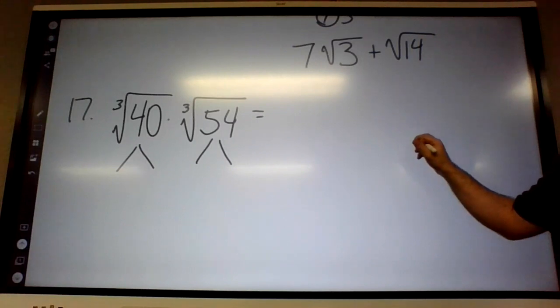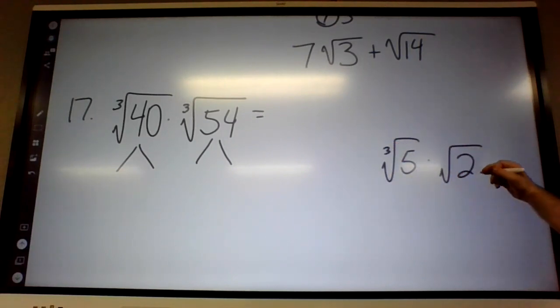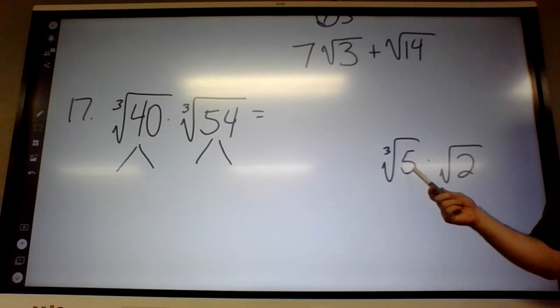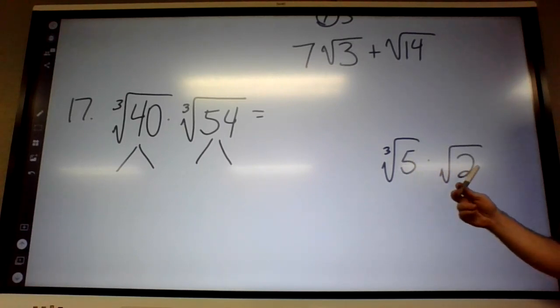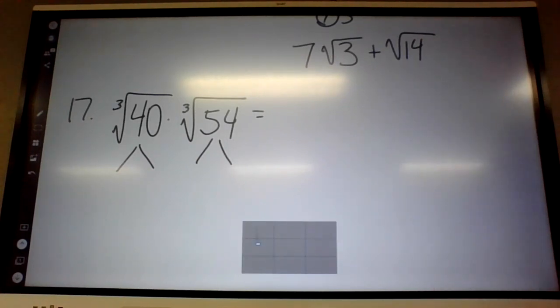I know what I was going to say. If we had like cubed root of 5 times square root of 2, what do you guys guess? Would these multiply together or not? No. Yeah, these do not simplify. They have to both be cubed root or both be square root, both be the same kind.